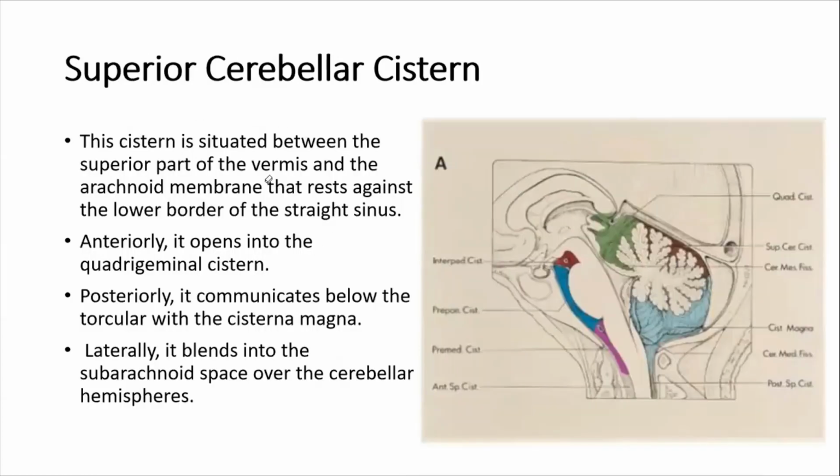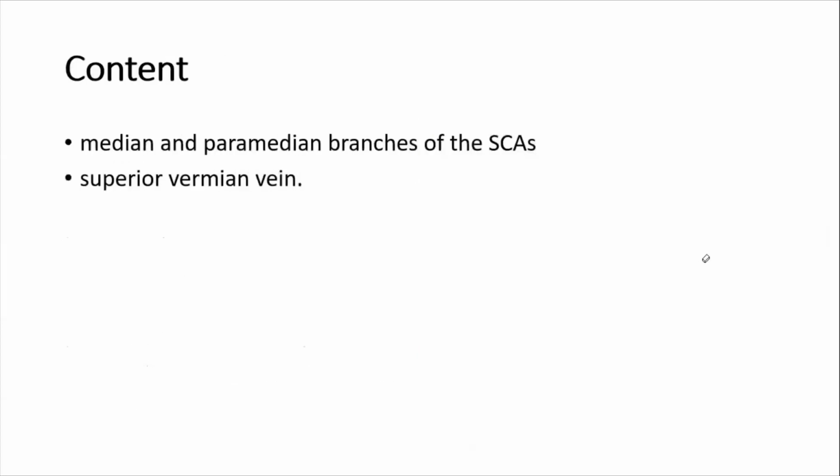Last is the superior cerebral cistern. This cistern is situated between the superior part of the vermis and the arachnoid membrane that rests against the lower border of the straight sinus. Anteriorly, it opens into the quadrigeminal cistern. Posteriorly, it communicates below the trochlea with the cisterna magna. Laterally, it blends into the subarachnoid space over the cerebral hemisphere. This brown area is the superior cerebral cistern, as we can see in this figure.